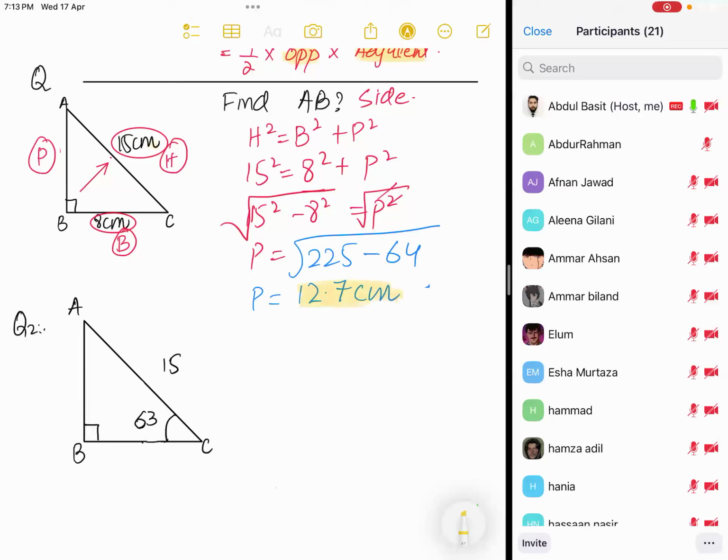You know that, Hania, why my answer is right? Because hypotenuse is the longest side. Got it, everybody? So this length must be less than 15. So this length I got here, 12.7. So that is by hook or by crook the right answer. Got it?